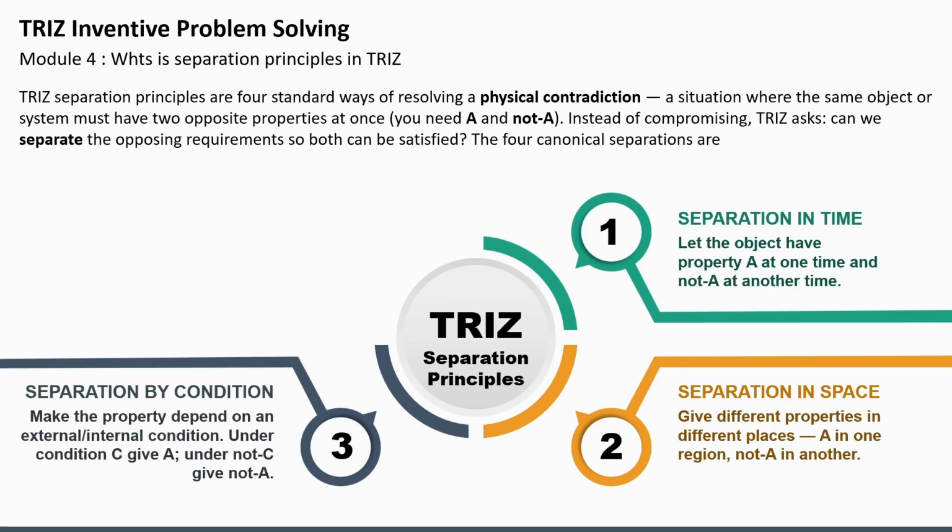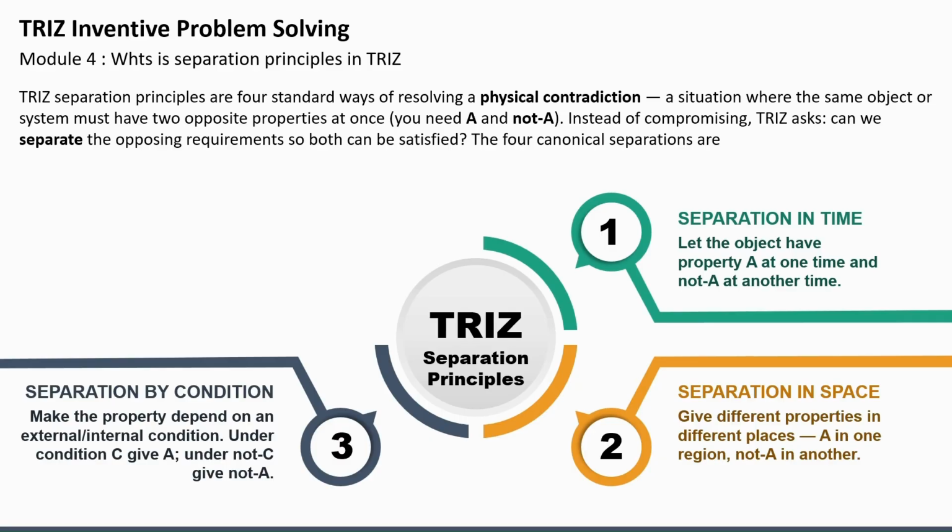The third separation principle is separation by condition. And what do we mean by separation by condition? Separation by condition is nothing but making the property dependent on an external or internal condition. If you are under condition C, then give A. And if condition C does not exist, don't give A. If I want to give you an example for this, take a camera sensor. If you are using a camera, the camera sensor has to be highly sensitive when you are trying to take a picture where the light or the luminosity is very low.